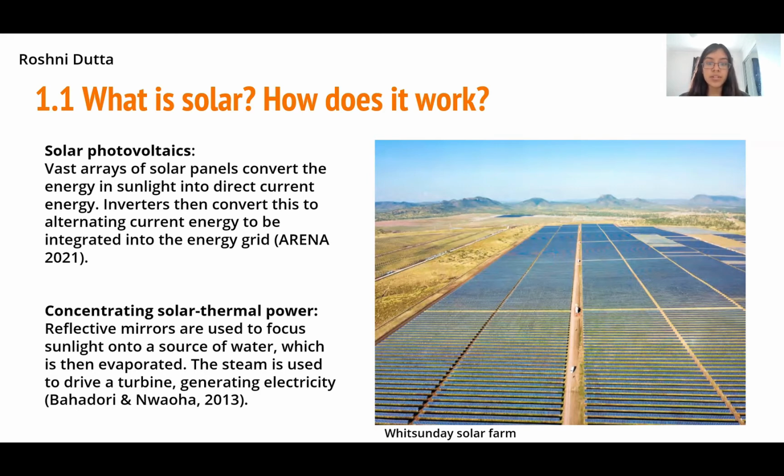The second type is concentrating solar thermal power, which involves using reflective mirrors to heat a fluid, usually water, which is then evaporated. The steam is then used to drive a turbine. This image on the right here is of the Whitsunday Fault solar farm using a PV system.